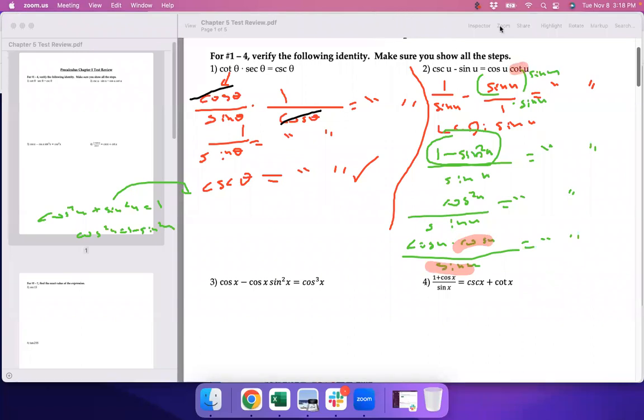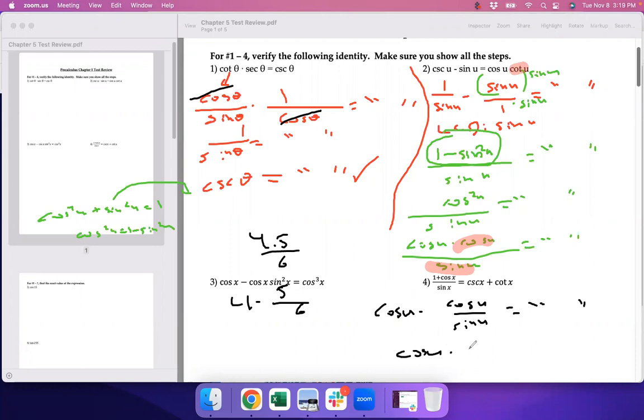So you can break it off just using good fraction arithmetic. Like, for example, if I have 4 times 5 over 6, I could break it apart as 4 times 5, 6. There's nothing wrong with that. You could totally do that. So that's exactly what I did here. And cosine over sine is cotangent. So obviously this one's much longer than the previous one, but we have it verified.